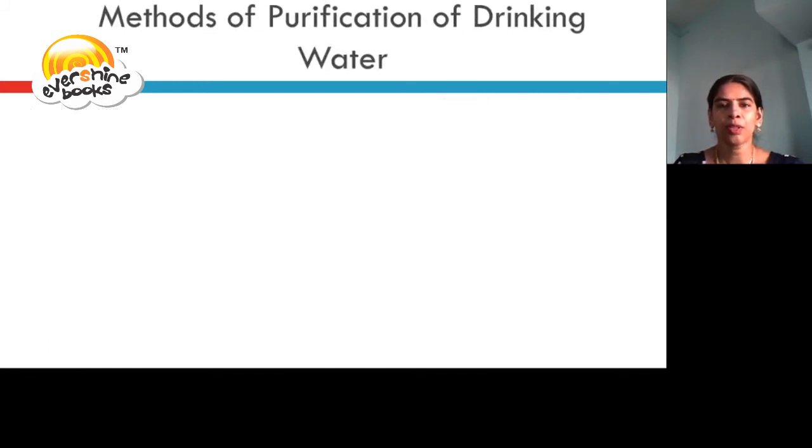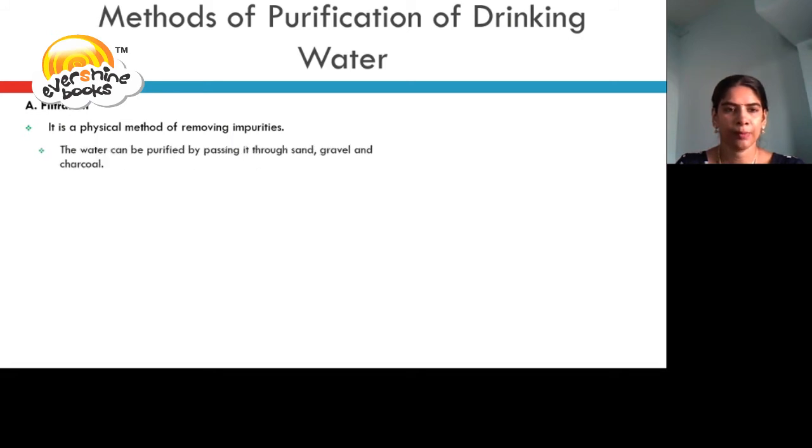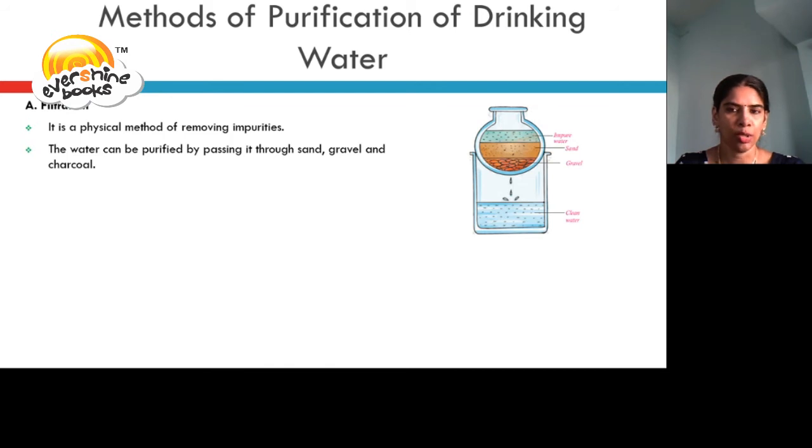Let us learn the methods of purifying drinking water. The first method is filtration. It is a physical method of removing impurities. The water can be purified by passing it through sand, gravel, and charcoal. It is commonly done in villages.